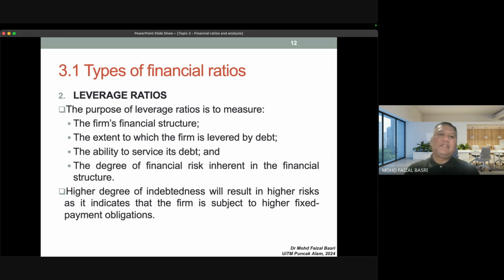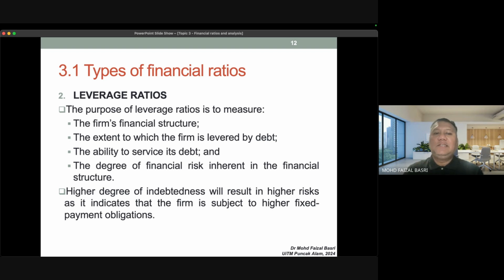Right, so we restart at second category, which is leverage ratios. So leverage ratios basically associate dengan debt, hutang of the company. The purpose of leverage ratios is to measure, number one, the firm's financial structure. When we talk about financial structure, kalau you tengok dalam the balance sheet, kita ada assets, then we have liabilities and equity kan. So the structure is basically to show the percentage or the ratio between the debts and the equity of the firm. Maknanya from the total assets that they have, how many percent is derived from the debt and berapa percent comes from the equity. That is actually financial structure, the ratio between the debts and also equity.